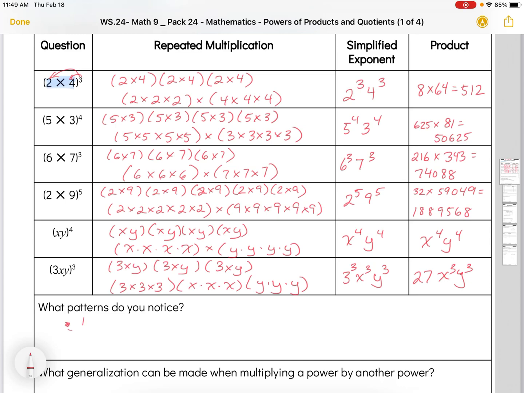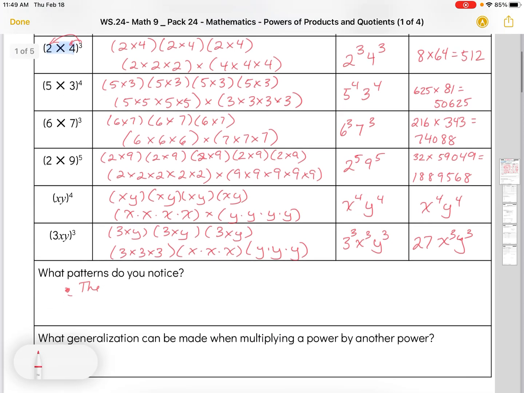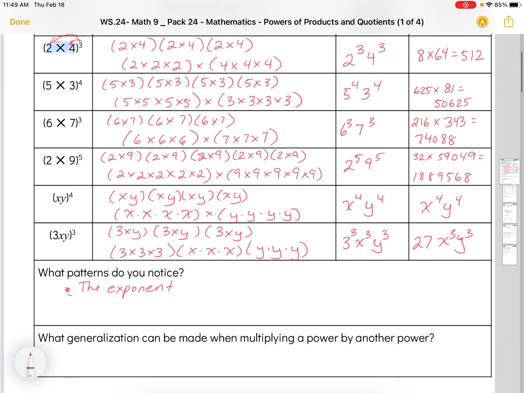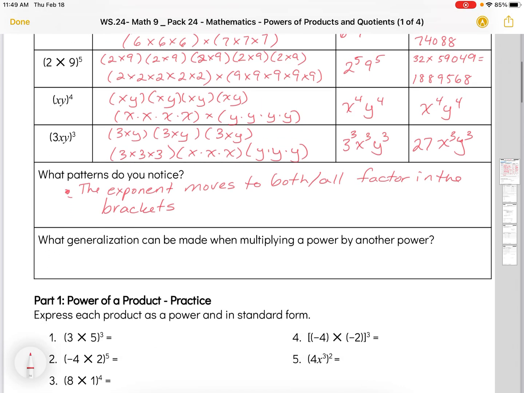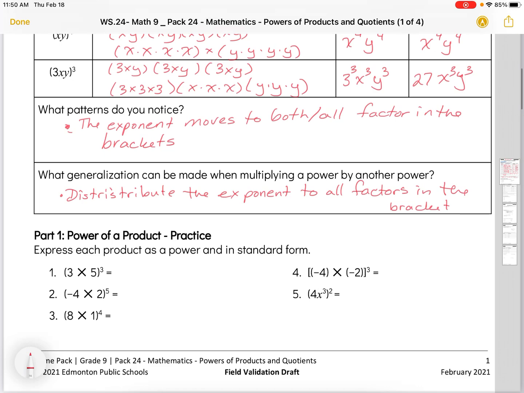So the exponent moves to both or all factors in the brackets. Okay, so basically what generalization we can make is that we distribute the exponent to all factors in the bracket.